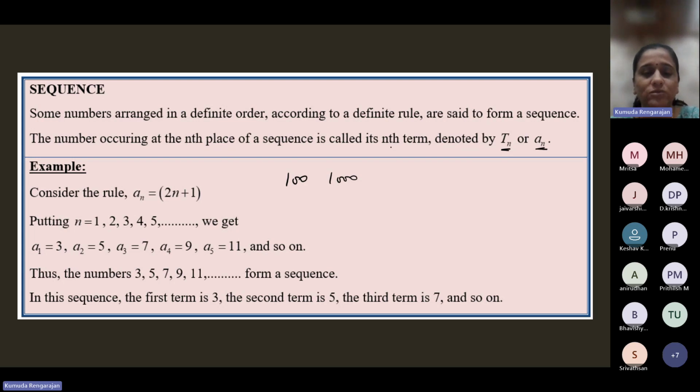So when we say nth term of a sequence, it represents any particular term of the sequence. It can be the term in the 10th place, the 20th place, the 30th place. The nth term need not be the last term of the sequence, but it can also be used to represent the last term. So the nth term is a general term of the sequence, represented by these symbols, Tn or An.